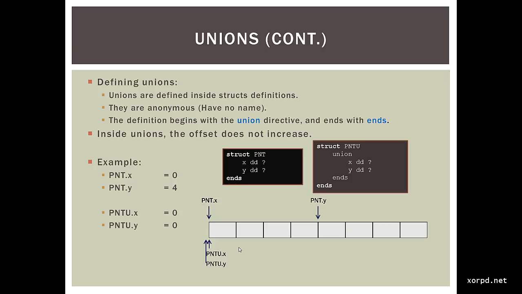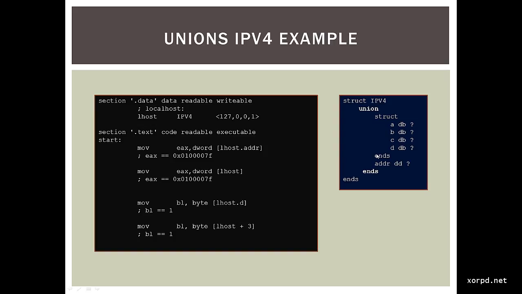Maybe a good way to remember it is that the PNT structure here is of size 8 bytes. However, the PNT-U structure, which is a union, is of size 4 bytes. I continue with the IPv4 example, and I want to show you some advantages of using a union, even as an assembly programmer.